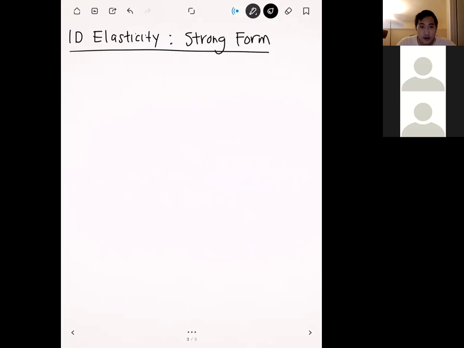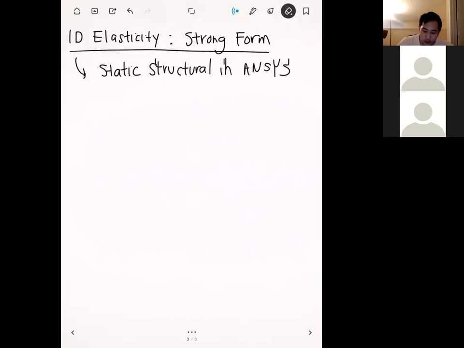All right, so let's start with the 1D elasticity problems. I start with this one because this is most similar to what we've been using ANSYS for up to this point. This is basically what mimics what's going on under the hood for static structural. When we do our ANSYS activities and choose static structural for our physics, we're implicitly choosing this kind of equation to solve.